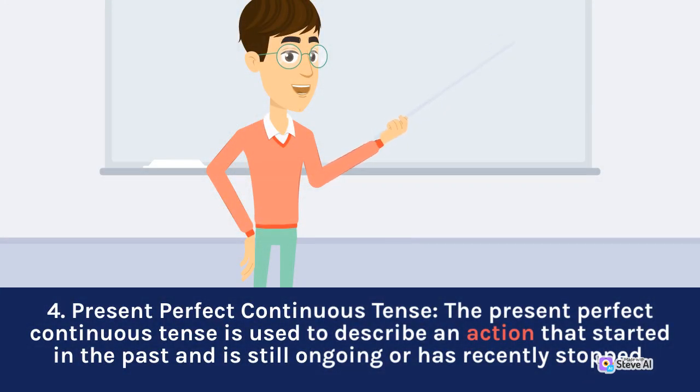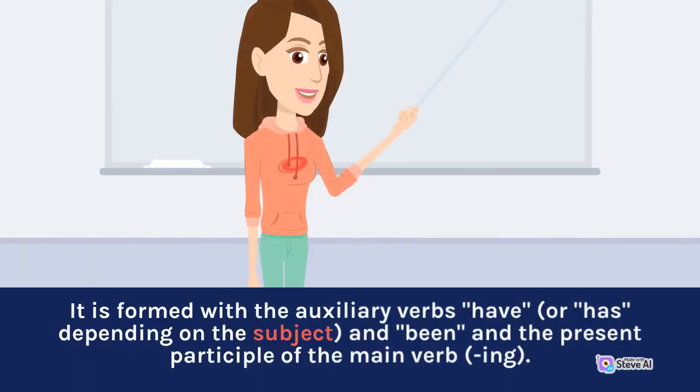4. Present perfect continuous tense. The present perfect continuous tense is used to describe an action that started in the past and is still ongoing or has recently stopped. It is formed with the auxiliary verbs have, or has depending on the subject, and been, and the present participle of the main verb, ing.